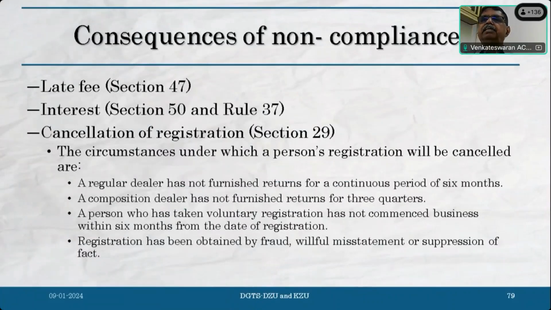Late fee under section 47, interest under section 50 and rule 37, and there may be a possibility your registration may be cancelled in circumstances such as not furnishing returns, not furnishing returns by a composition dealer, taking a voluntary decision but not commencing the business even after 6 months from the date of registration, registration obtained by way of willful misstatement, or any violation of the legal provisions of GST. So these are the possibilities of cancellation if you are not properly adhering to the provisions of the GST system.